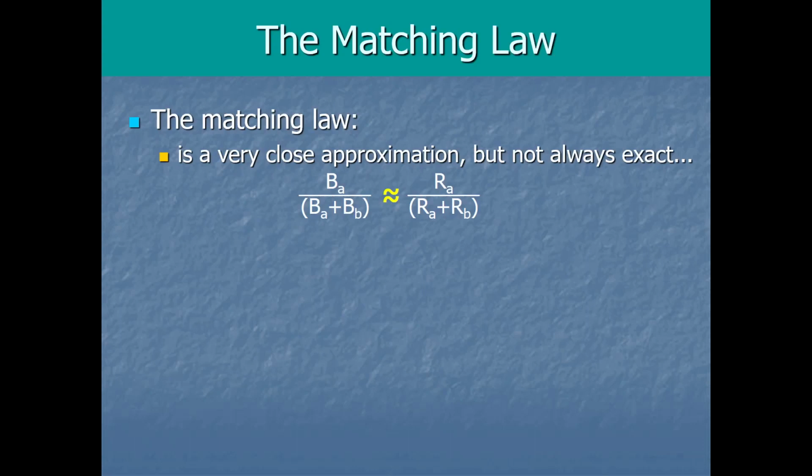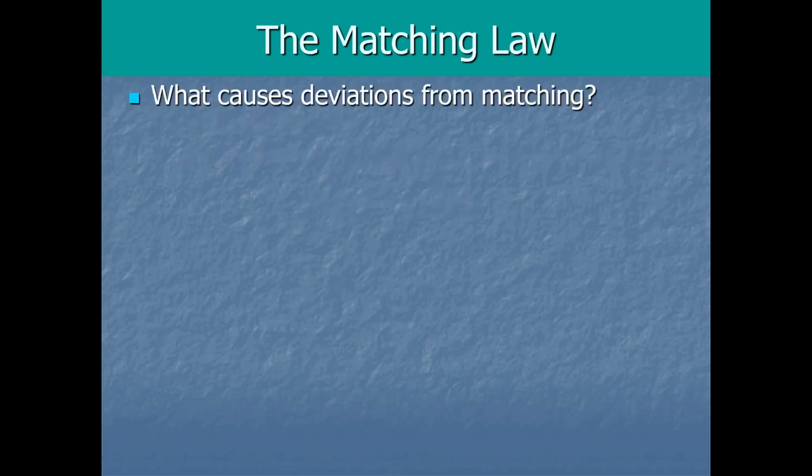But of course, like Einstein, we want to understand nature in a more exacting way. So we want to understand where the deviations from matching are coming from, when the relative rate of behavior is not exactly equal to the relative rate of reinforcement. And what causes those deviations from matching? We've studied this for decades now. Researchers have found two sources that help account for the inexactness of that original matching law we've been talking about.